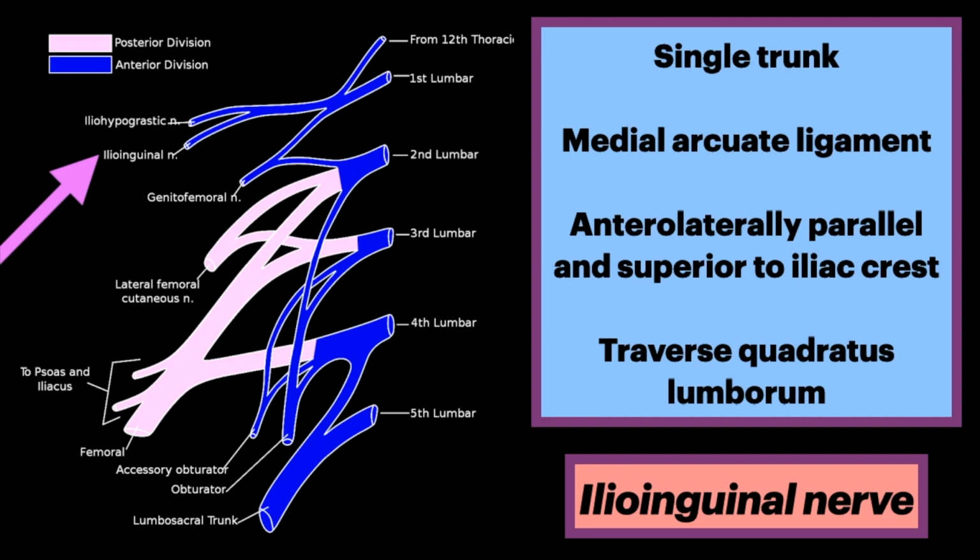It arises with the iliohypogastric nerve as a single trunk from the anterior ramus of the L1 nerve root. The trunk enters the abdomen behind the medial arcuate ligament and runs anterolaterally, parallel and superior to the iliac crest, traversing the anterior surface of the quadratus lumborum muscle.